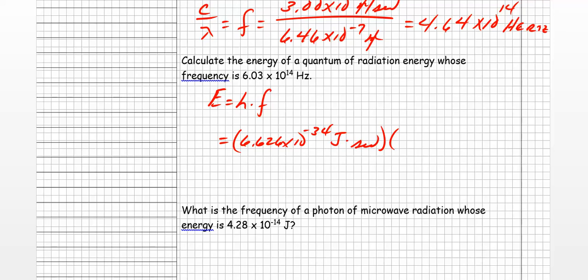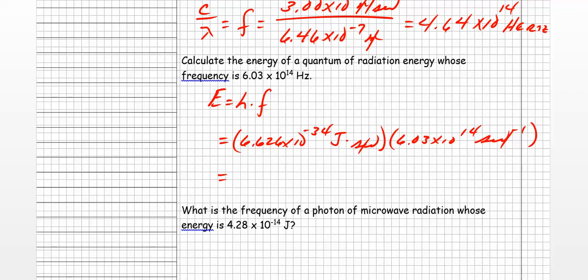And the frequency, I'm told, is 6.03 times 10 to the 14th. I'm going to write it as seconds to the minus 1, even though it says hertz, because I want to be able to cancel this unit with this unit to give me joules, right? So when I do the multiplication, I get 6.626 second EE negative 34 times 6.03 second EE 14, and this is the number that I get.